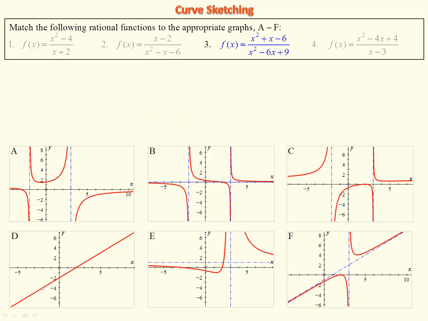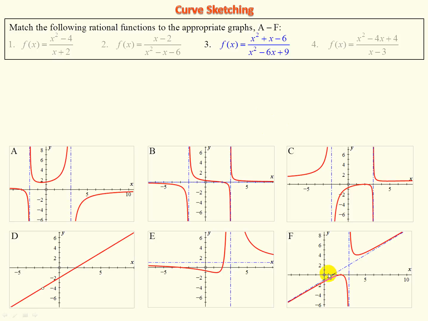Next one. It's going to have a horizontal asymptote. X squared minus 6x plus 9. That's x minus 3 all squared. So it'll only have one vertical asymptote. So straight away it's a vertical asymptote of just 3. So it limits it down, but we have 2 with a vertical asymptote of just 3.